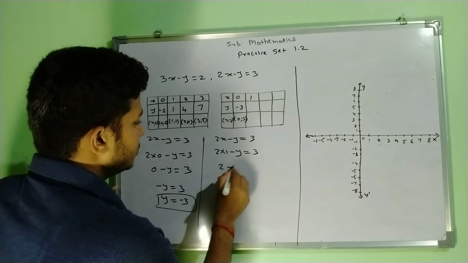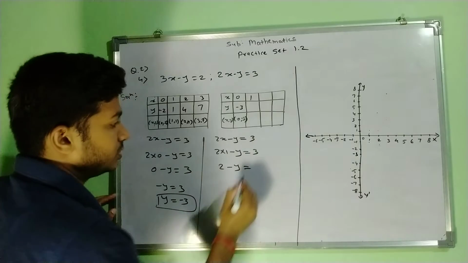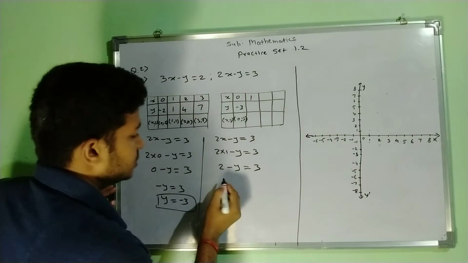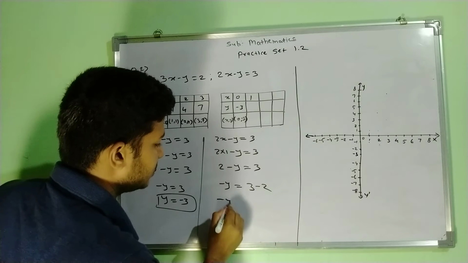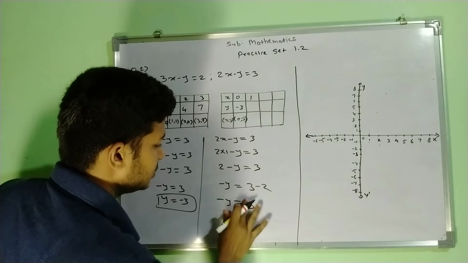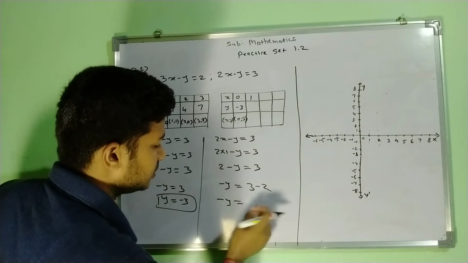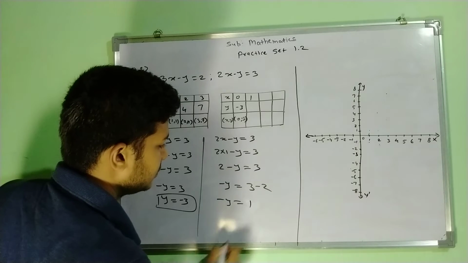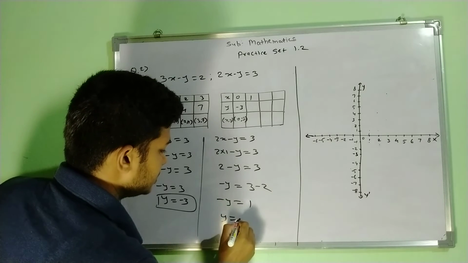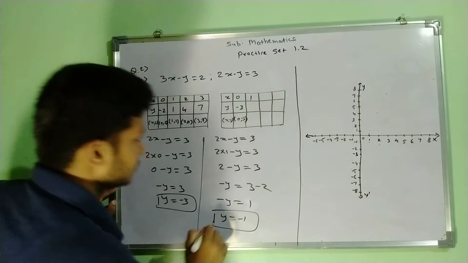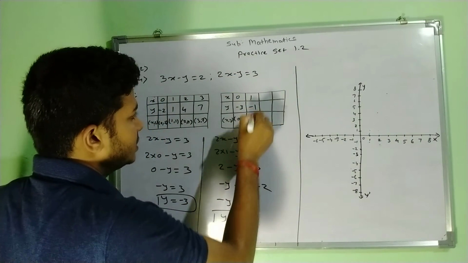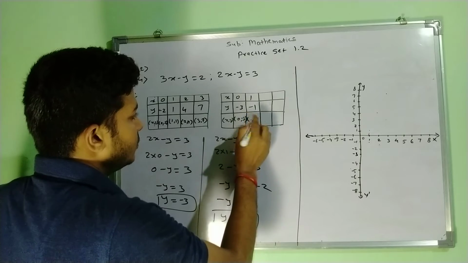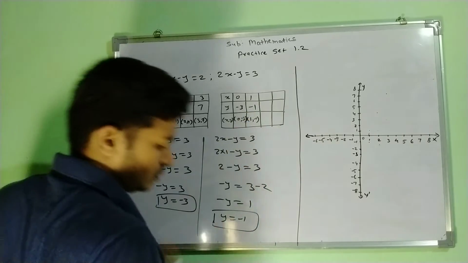2 into 1 will be 2 minus y, which is equal to 3. So minus y will be equal to 3 minus 2. Sorry, 3 minus 2 will be 1, so y is equal to minus 1. After taking the value of x as 1, we are getting the value of y as minus 1. So the ordered pair will be (1, -1).